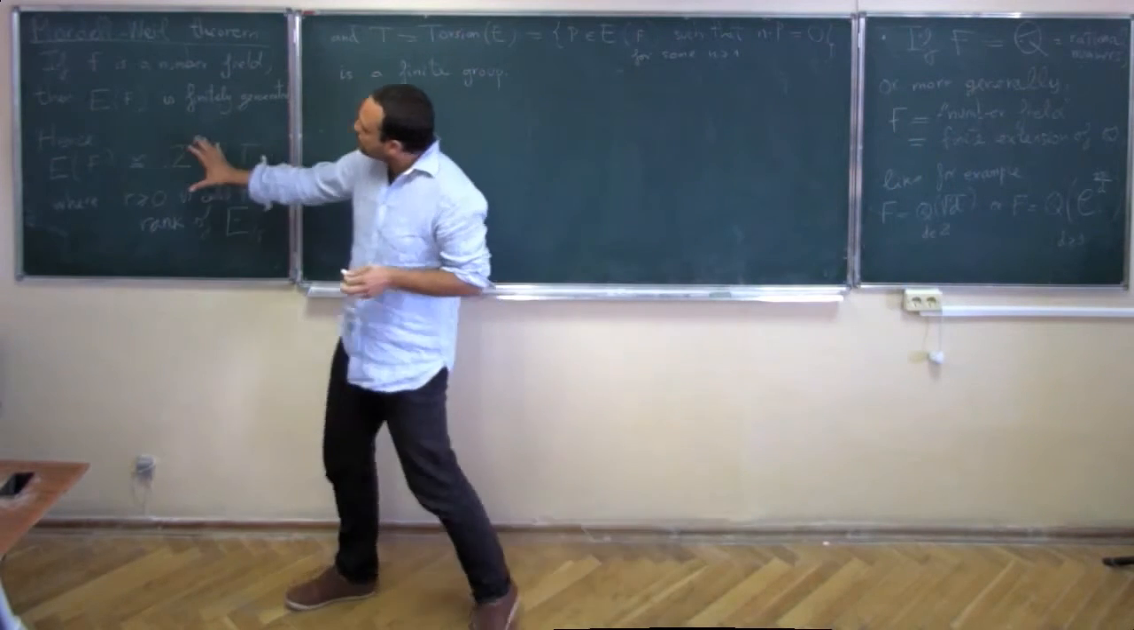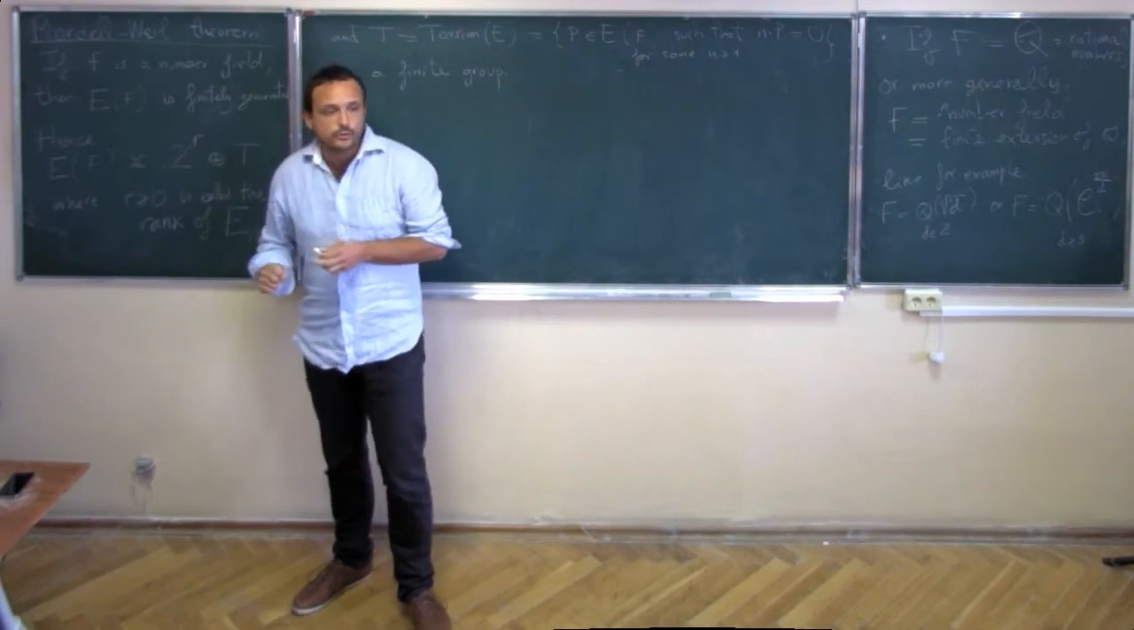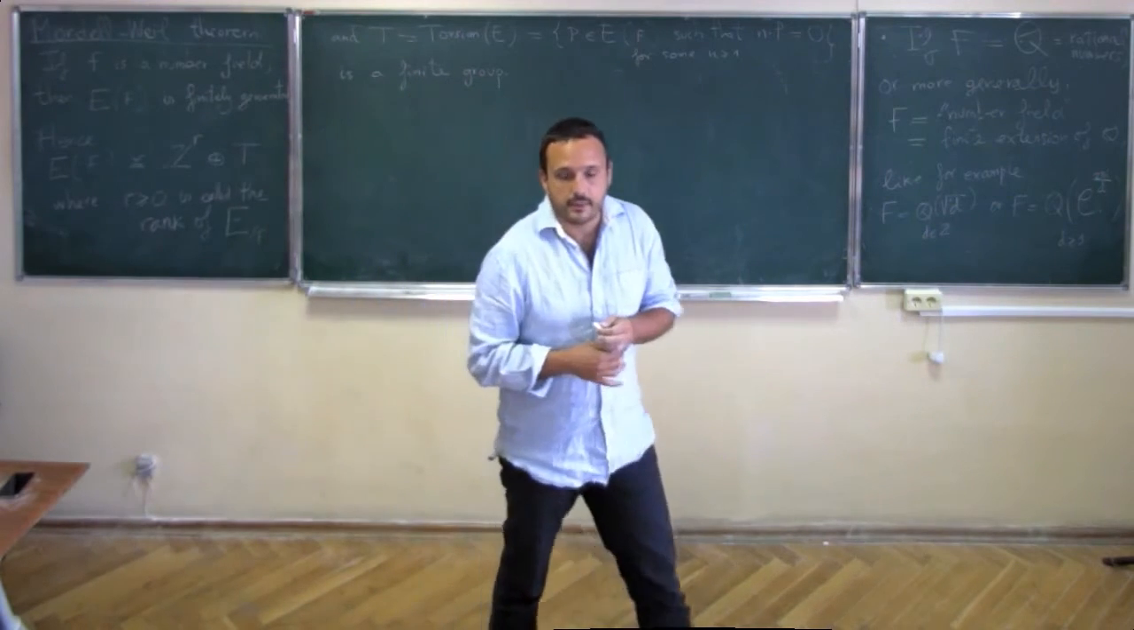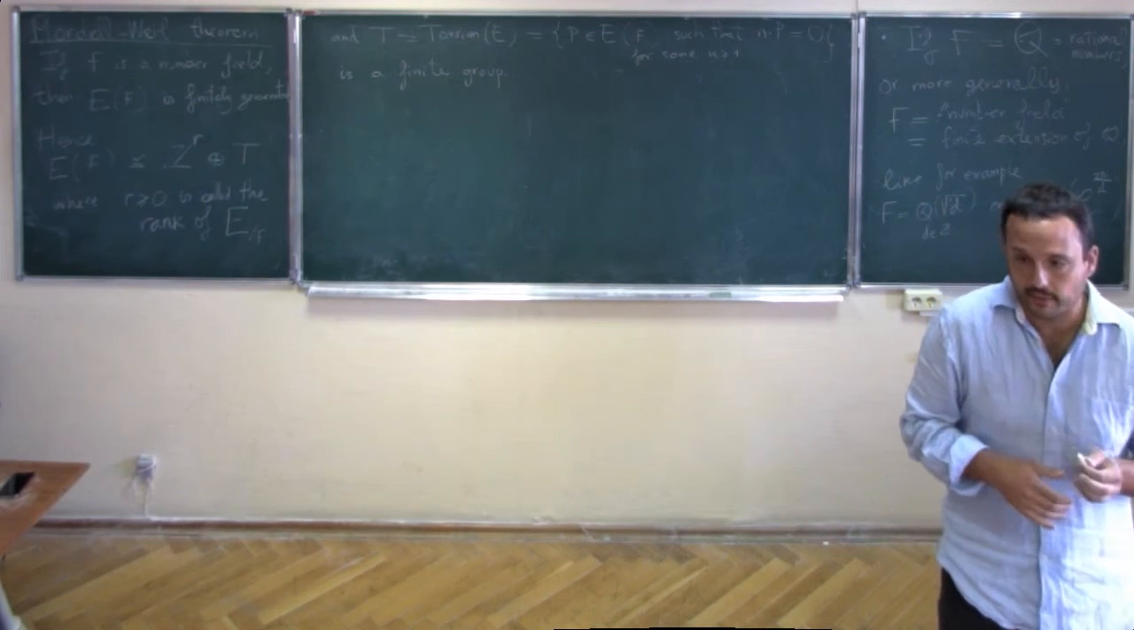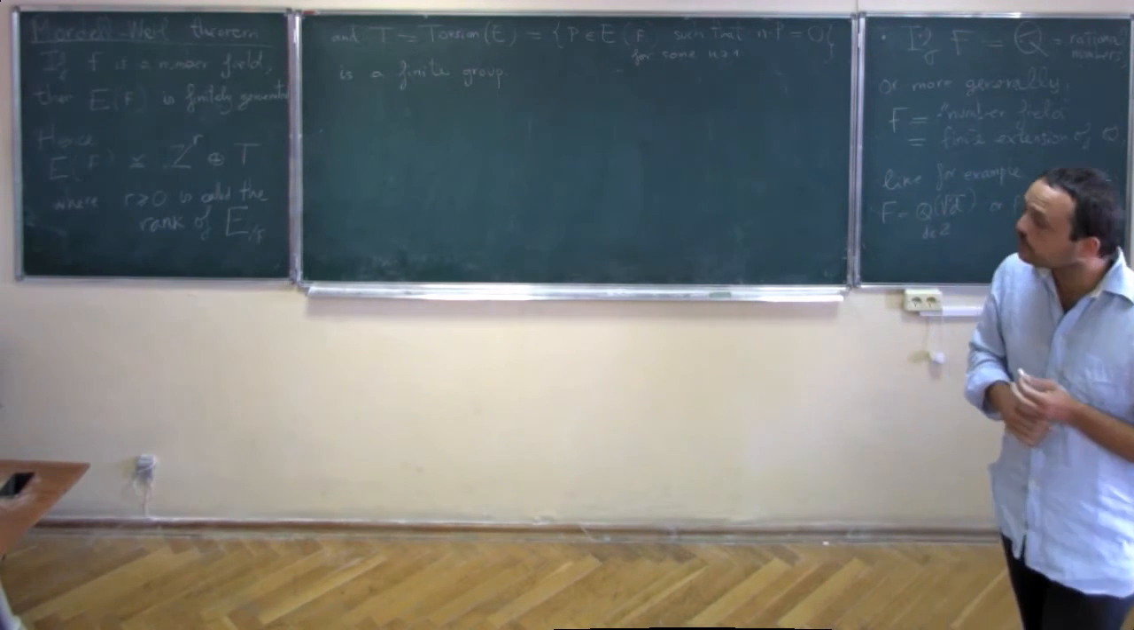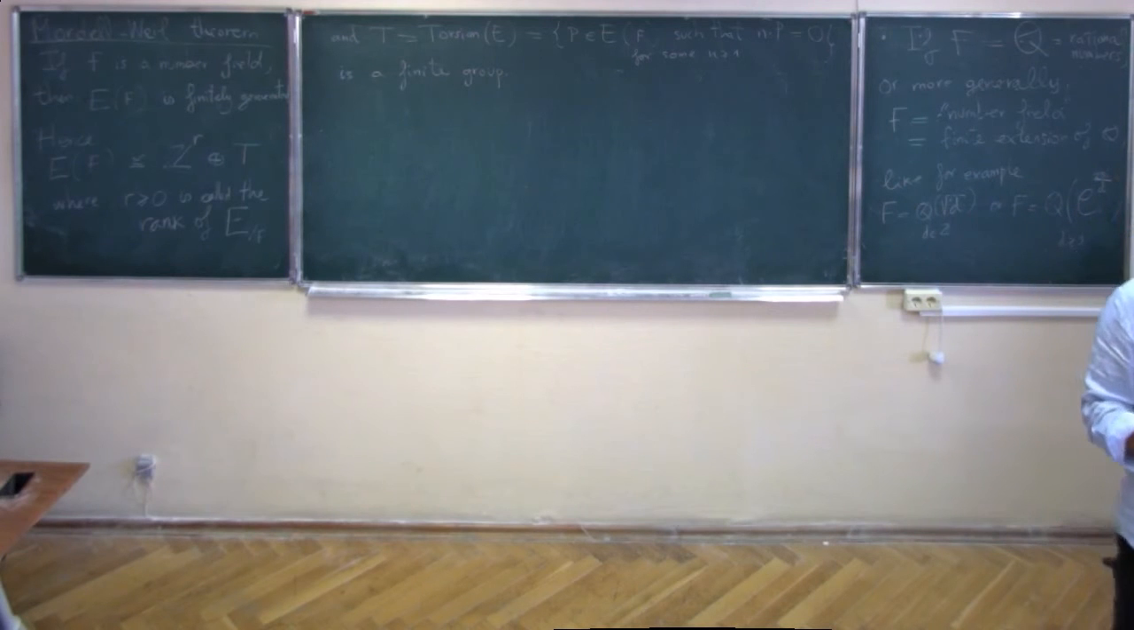If I look now at the Q-rational points of an elliptic curve over Q or a number field, then this theorem is claiming that there are only finitely many torsion points. Or in other words, for n large enough, the n-torsion is trivial.